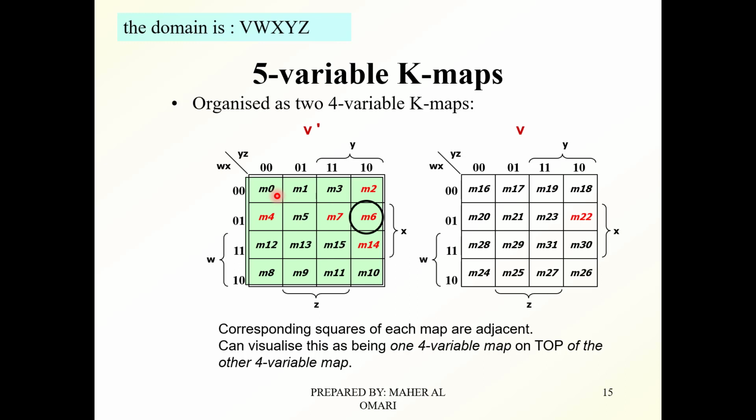Notice the count for the minterms here: M0, M1, M2, M3, 4, 5, 6, 7, 8, 9, 10, 11, 12, 13, 14, 15. Here it is minterm 16. Why? Because V here has a value of 1 and all the other letters have a value of 0. So this is M16. You can look here, you see it's M17, M18, 19, 20, 21, 22, 23. Here we have 24, 25, 26, 27, 28, 29, 30, and 31. We have 32 minterms for the 5-variable K-map. Each cell is adjacent to 5 other cells.